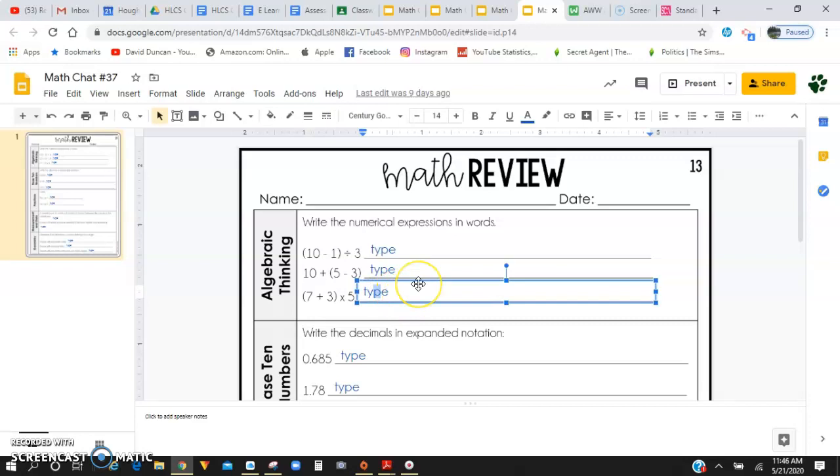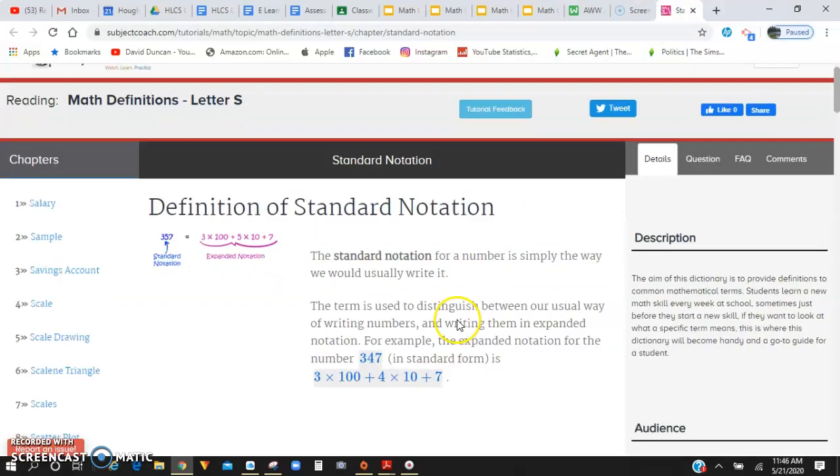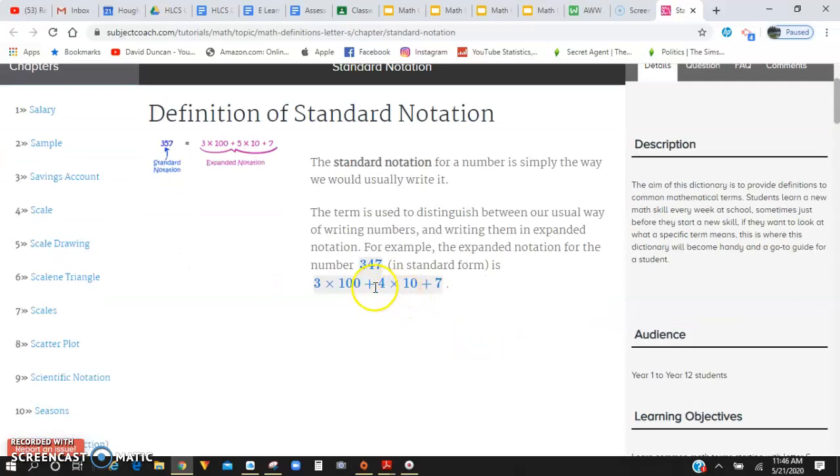So, for example, you would have the sum of 7 and 3 multiplied by 5, okay? Down here for base 10 numbers, you need to write the decimals in expanded notation. Just a quick reminder for you on what the expanded notation looks like. You take the place value and you multiply it by the digit that is in that place value.